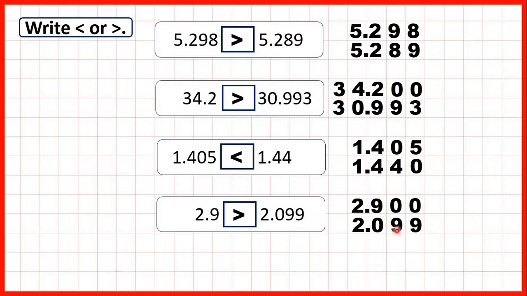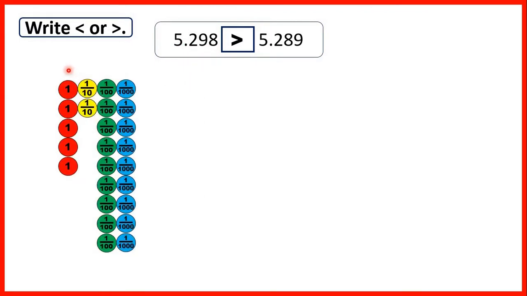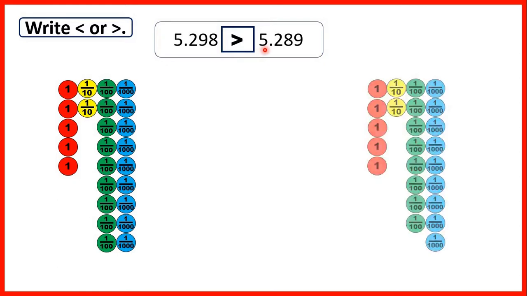It doesn't matter that the second number has more hundredths and more thousandths, because even 9 hundredths and 9 thousandths together is less than 1/10. Let's have a look at the numbers that we were comparing. First, we had 5.298, so that's 5 ones, 2 tenths, 9 hundredths and 8 thousandths, and we were comparing that to 5.289, so 5 ones, 2 tenths, 8 hundredths and 9 thousandths.